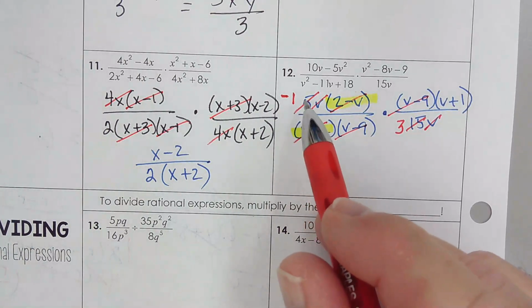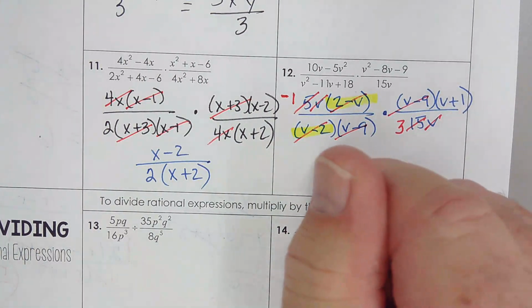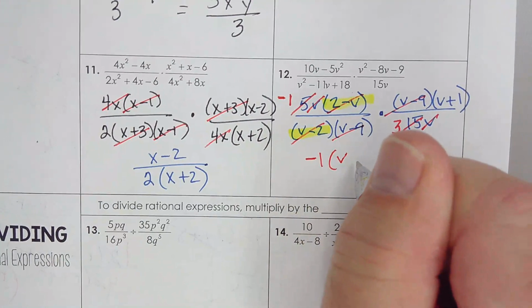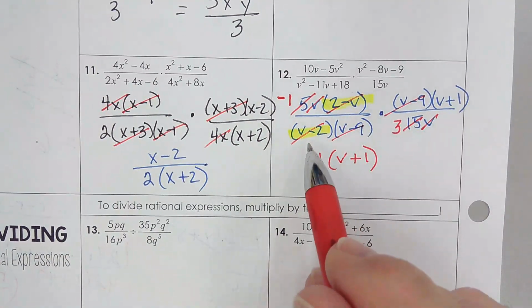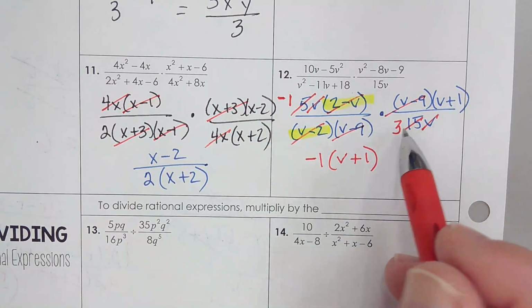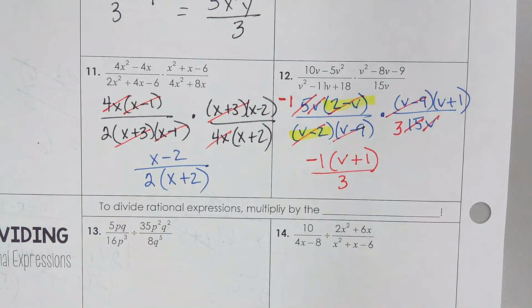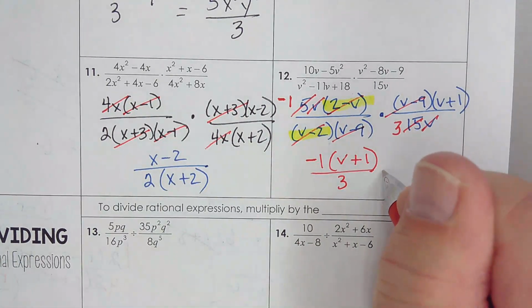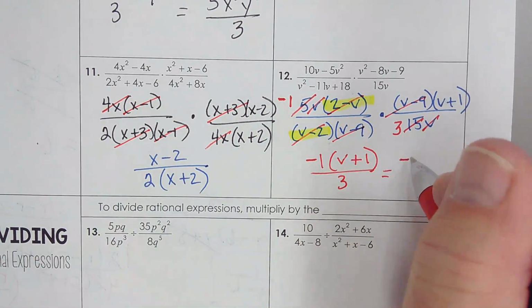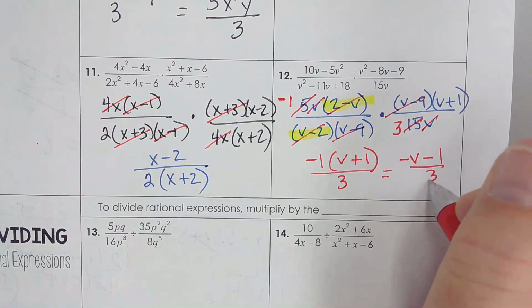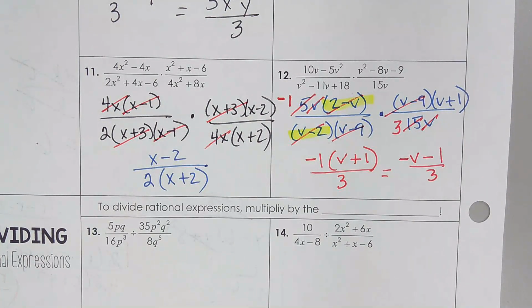So now I have a negative 1 times v plus 1 left on the top. On the bottom, I've got nothing but 3. I don't think I have another 3 anywhere. So I think my best answer, I can go ahead and distribute if I want to. I think I'll end up just like this. Okay, so take a look at it. See what you think. I'm feeling sassy. I'm feeling good.